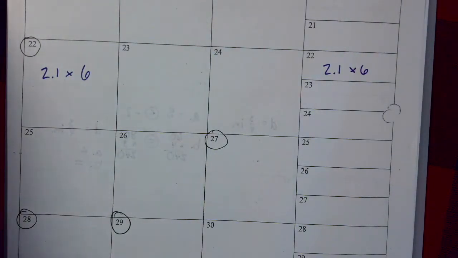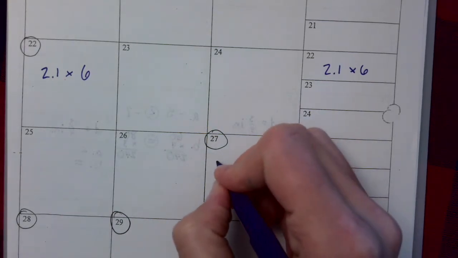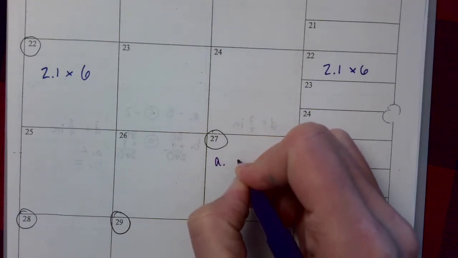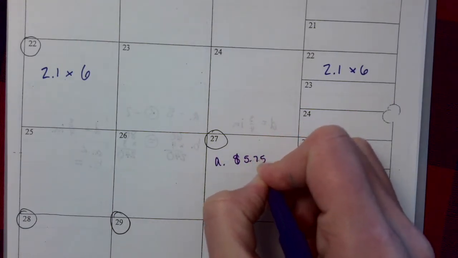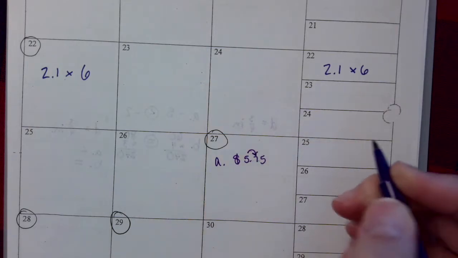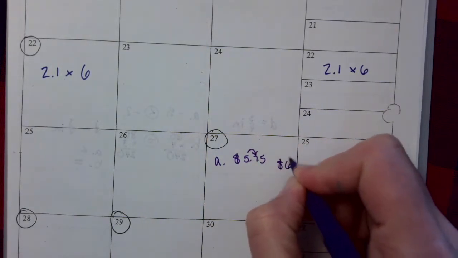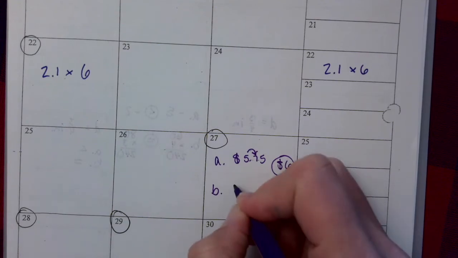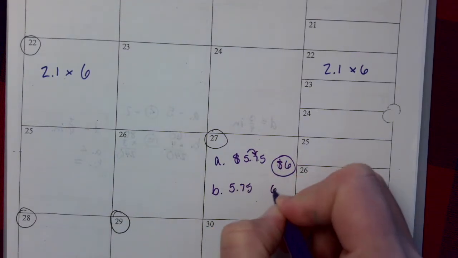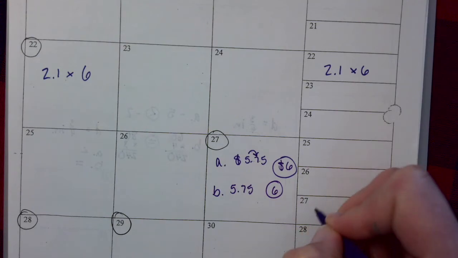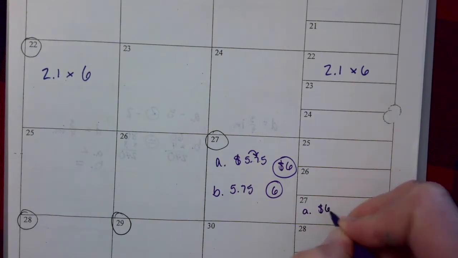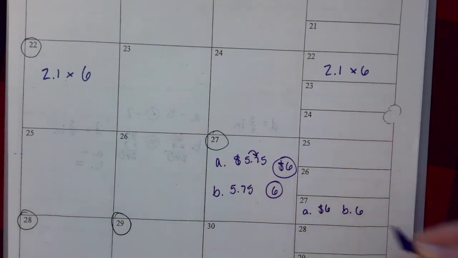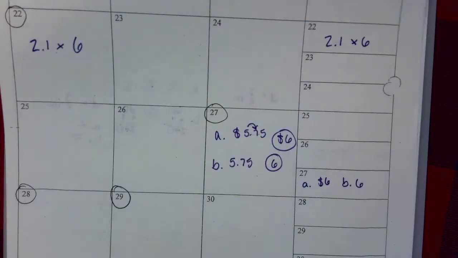27 then says, is $5.75 closer to $5 or $6? Well, if I rounded it, it would tell me to go up one time. So it's closer to $6. So same thing, 5.75 is closer to 6. So A, $6, B is just 6.